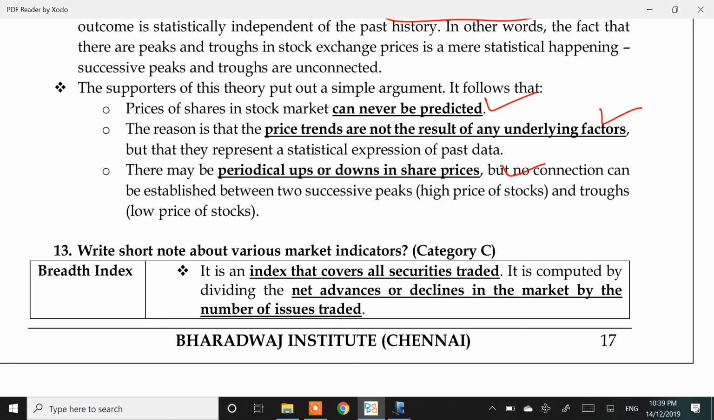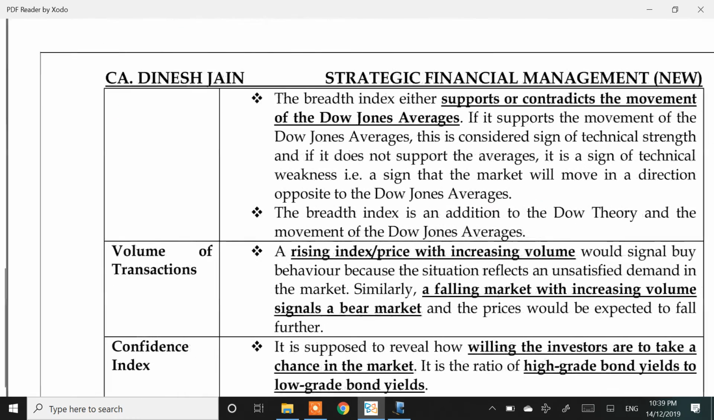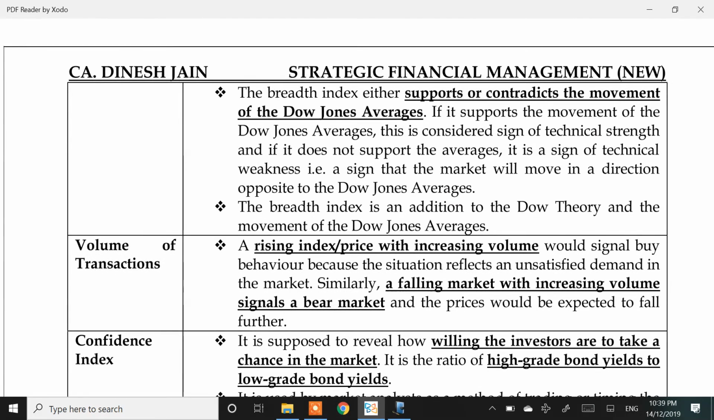And this theory can support what the Dow Jones averages are indicating. If it supports, then there is a technical strength. And sometimes it may not support, then it is called technical weakness. So the breadth index is the first thing which we see. The breadth index can either support or contradict the movement of the Dow Jones averages.